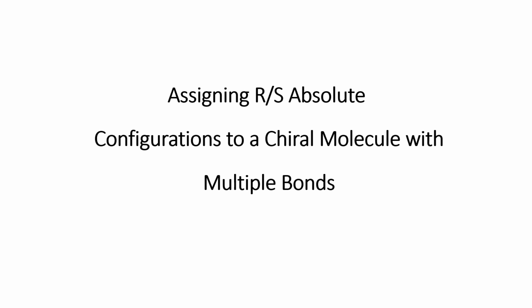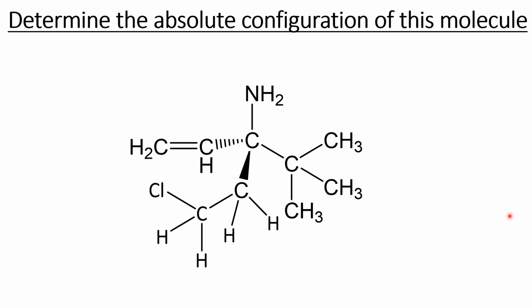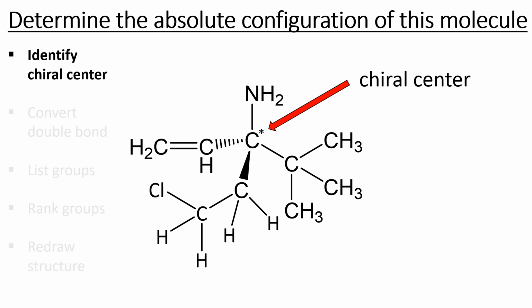In this video, I will be explaining how to assign R and S absolute configurations to a chiral molecule with multiple bonds. I will use this example to explain this concept. The first thing to do is to identify the chiral center. The chiral center in this molecule is going to be this carbon.